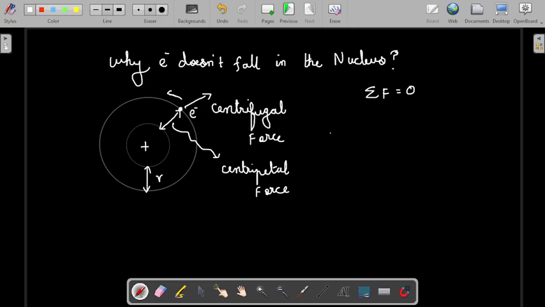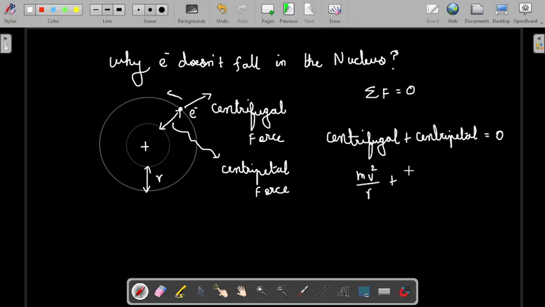So here what we can do is that the centripetal force and centrifugal force summation will be equal to 0. Centrifugal plus centripetal. This will also be equal to 0. We know that the centrifugal force formula is mv square divided by r, plus the centripetal force, which is nothing but the force of attraction. Here we can take the charges as positive q, so we can consider this to be plus q into minus q divided by 4 pi epsilon naught r square, which is equal to 0.